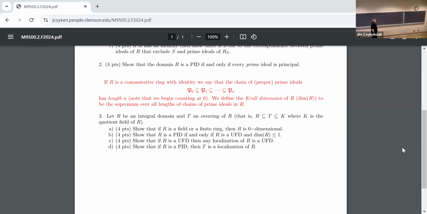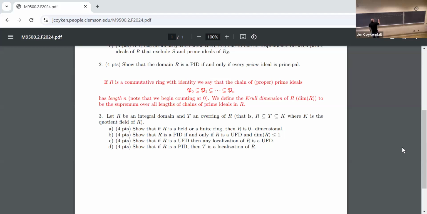Here's the easy way, right? If R is Noetherian, then every ideal is finitely generated. So if every ideal is finitely generated, then every prime ideal is finitely generated. So that's easy peasy lemon squeezy. The interesting part is, hey, we only have to check the primes. So let's go this way.